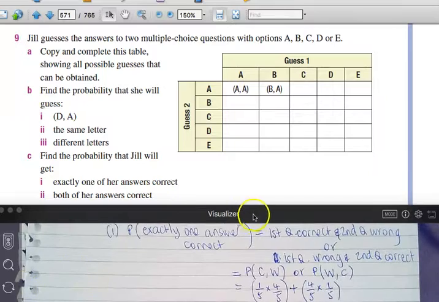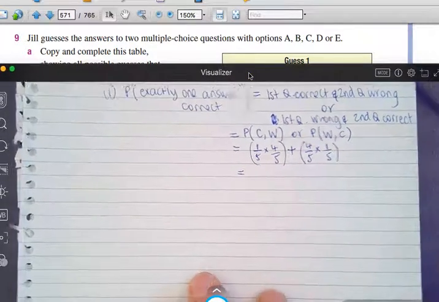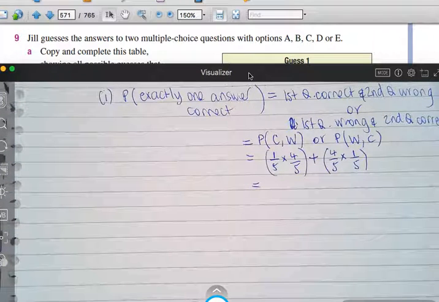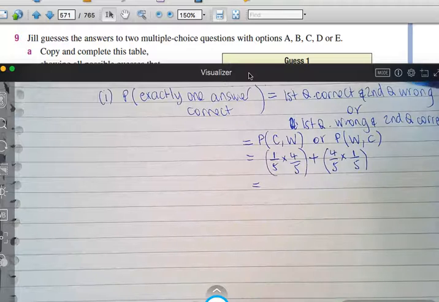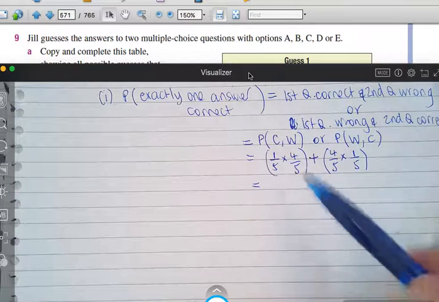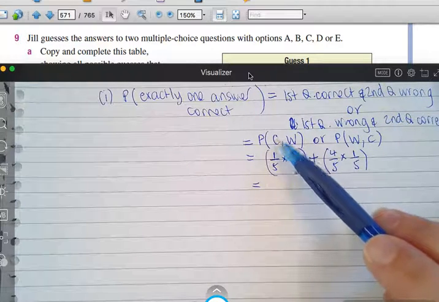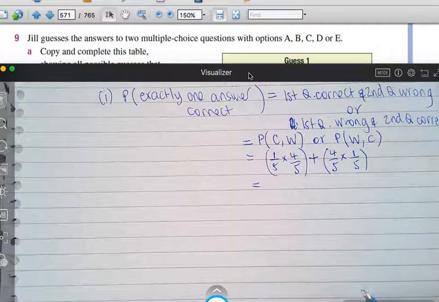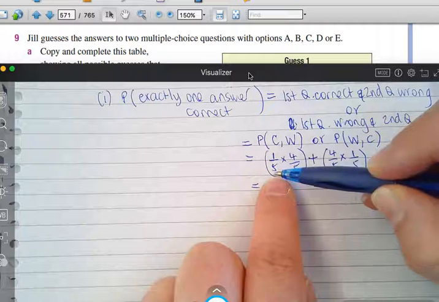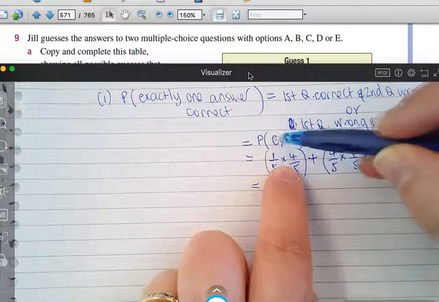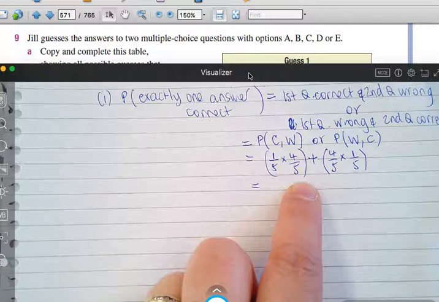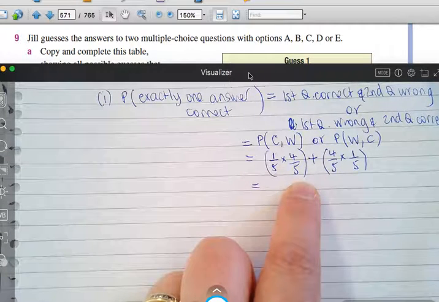Now, I'm going to move this up now. So, if we want her only getting one answer correct, she either gets the first question correct and the second one wrong, or the first question wrong and the second question correct. So what we want is the probability of correct and then wrong, or the probability of wrong and then correct for those 2 questions. Now, the probability of getting it correct is 1/5 times, because you want correct and wrong, times the chance that she'll get something wrong is 4/5, because there's 4 wrong answers out of the 5.